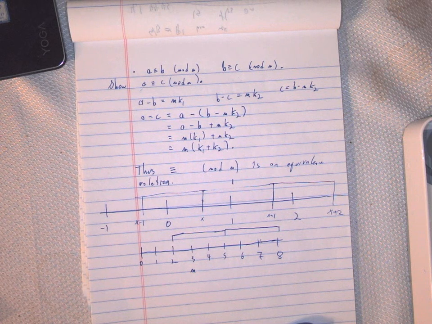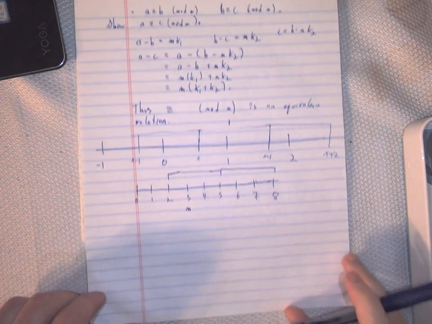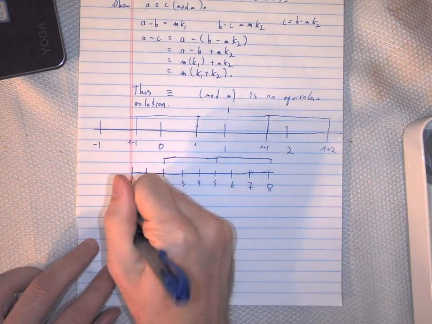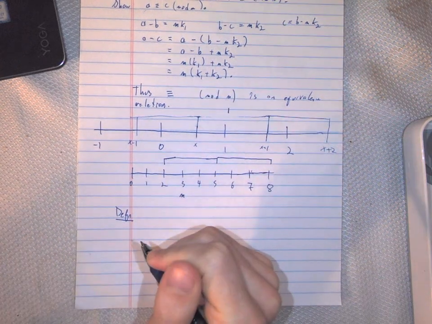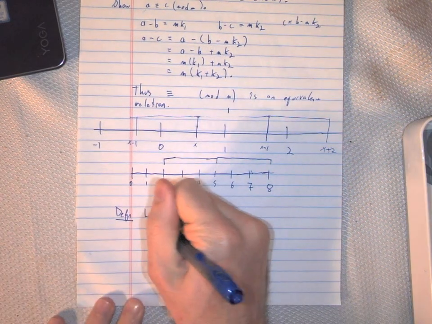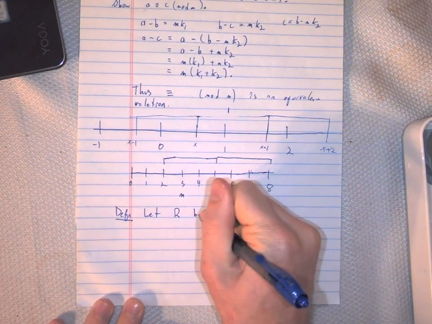Okay, let's see what to do next. So let's continue with another definition. So let R be an equivalence relation on A.